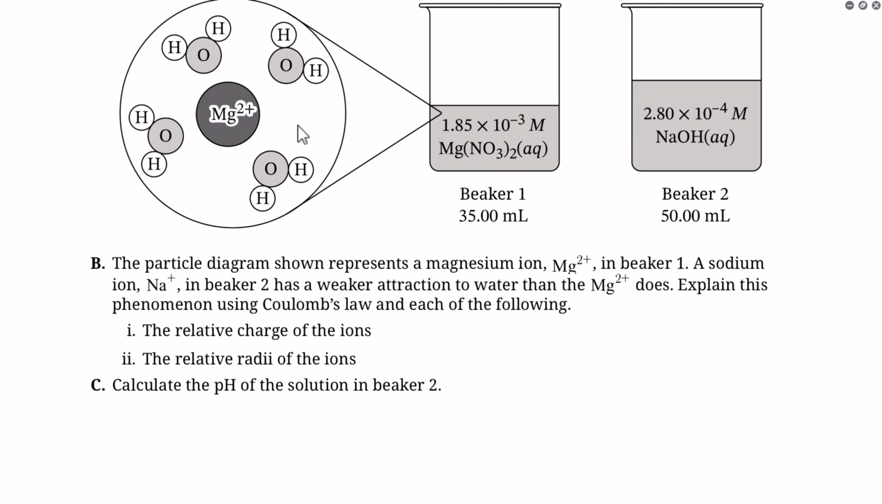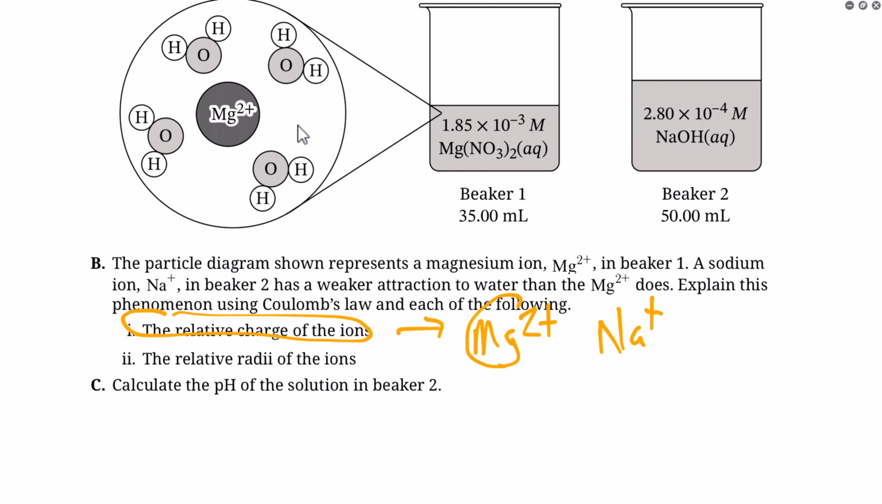So we're going to use Coulomb's law to discuss the relative charge of the ions. Again, I'm not going to provide a full-length explanation written out for each of these, but we know that Mg has a 2+ charge, and Na has a 1+ charge. And so remember that the magnitude of charge is directly correlated to the strength of the attraction of the ion to the water molecules.